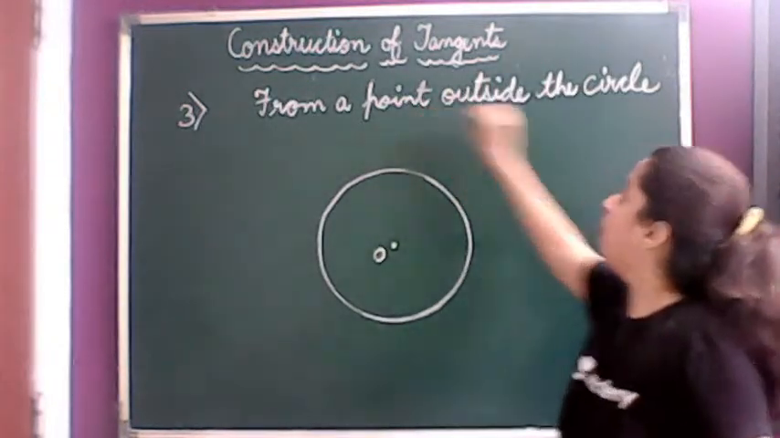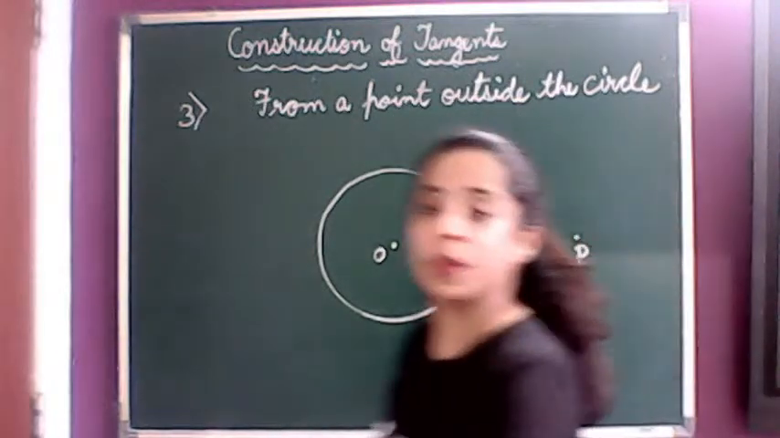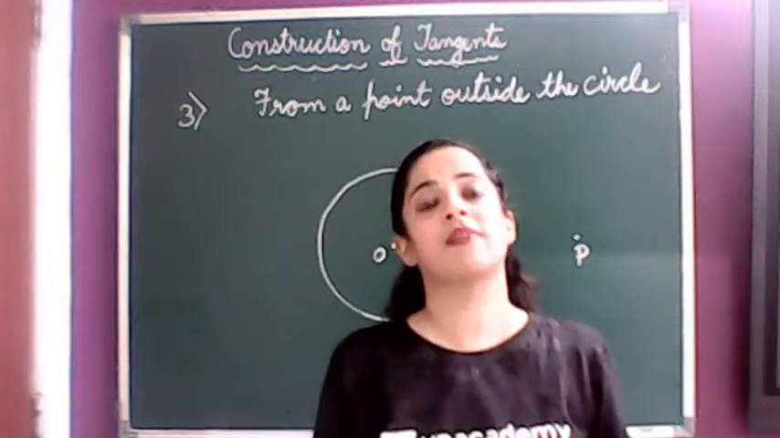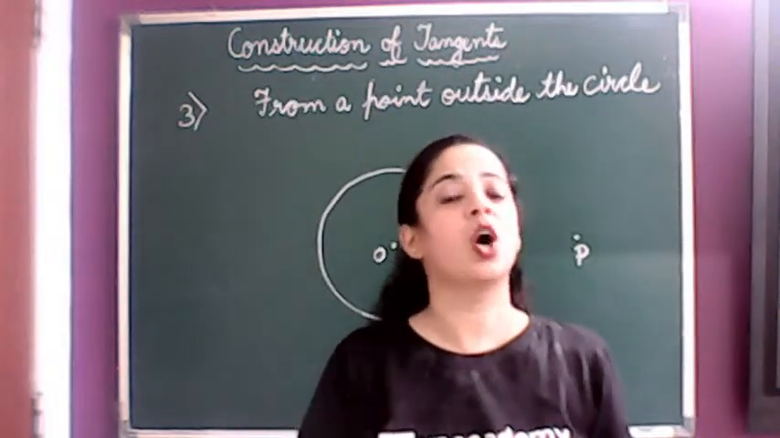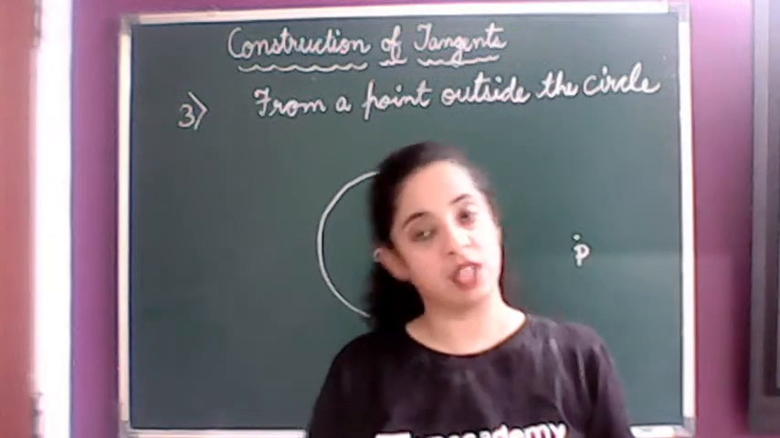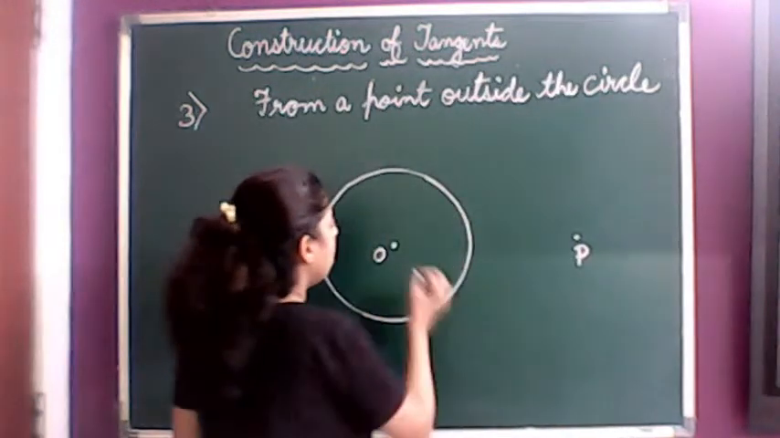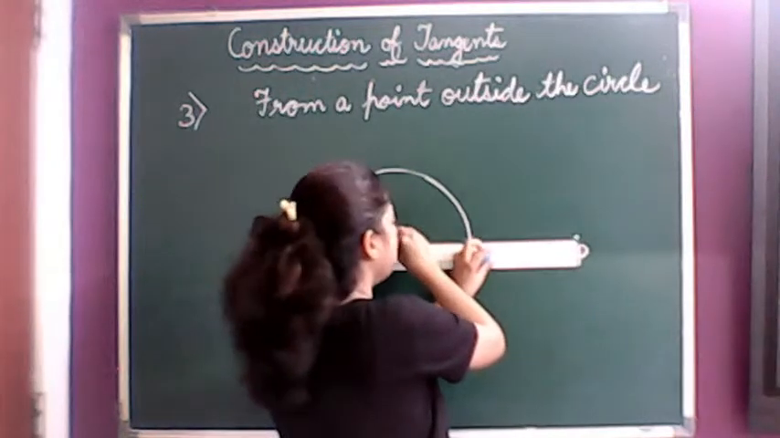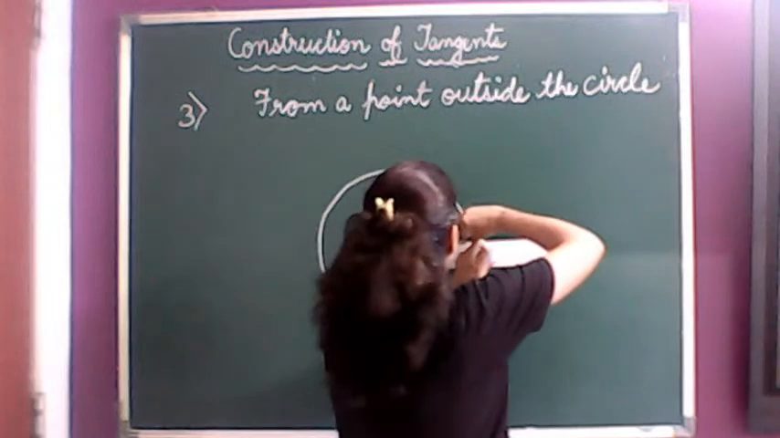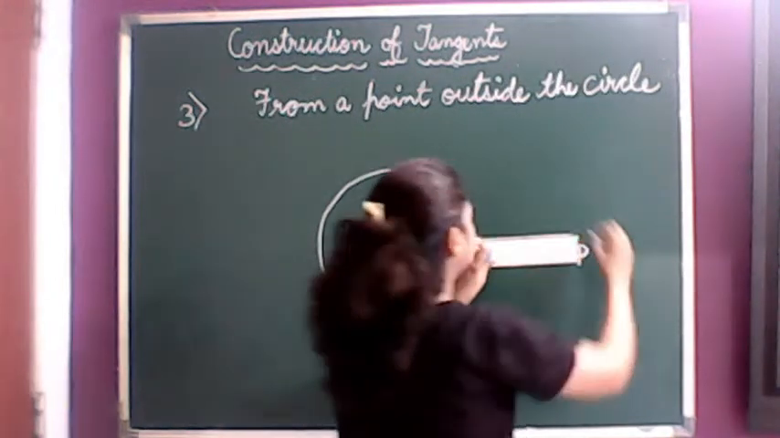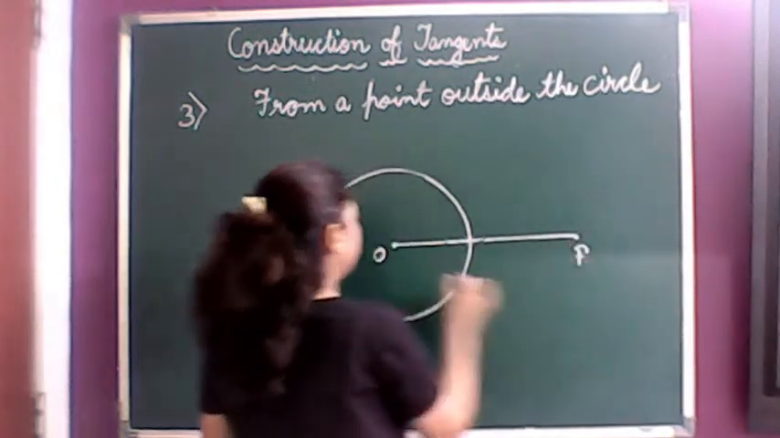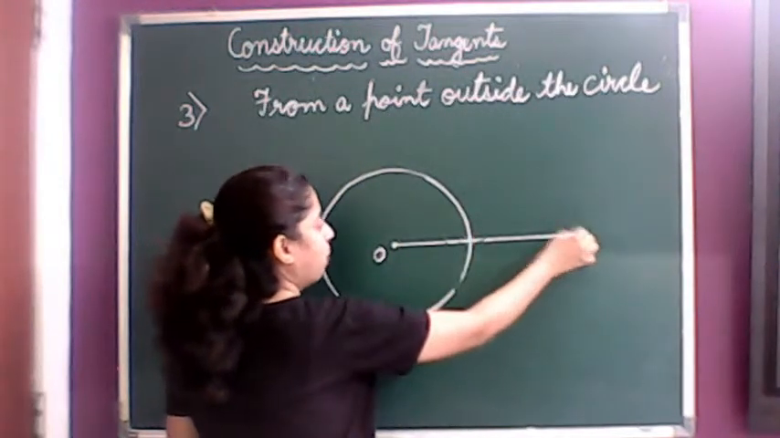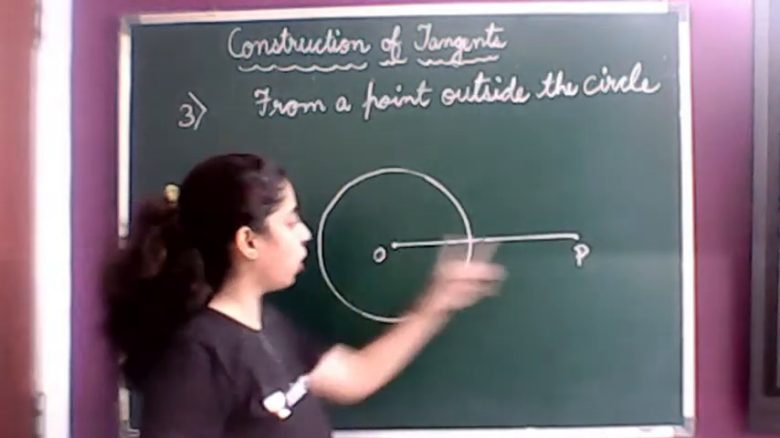So, Misbah, we are drawing the third type of construction: construction of a tangent from a point outside the circle. See here, there is this circle. You will be asked in the examination to draw a circle of, say, radius 5 centimeter and draw a tangent from a point P outside. They can also give you the measurement of this. This P can be some centimeters away from the center, and accordingly you draw this P. Then join OP. Now you have to draw a tangent from point P. The first step is to join OP.